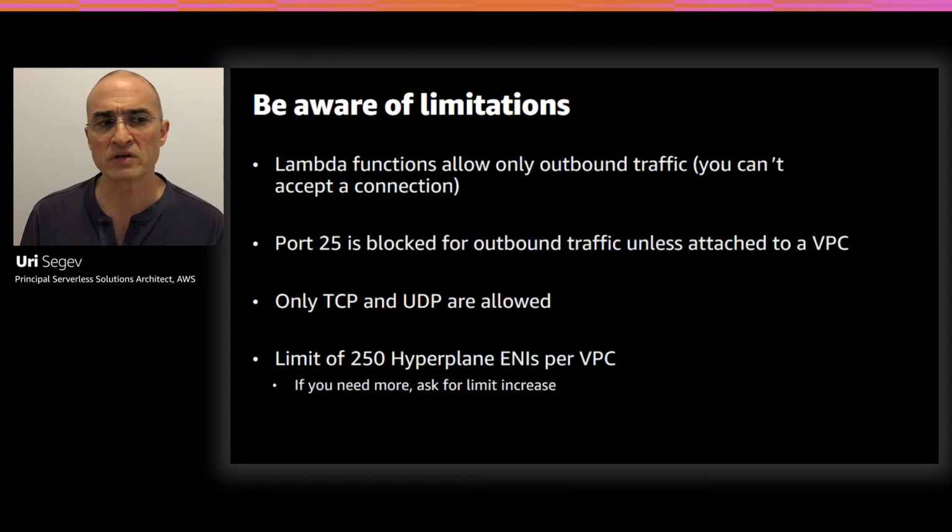And there is a limit of 250 hyperplane ENIs per VPC. Those ENIs are the ones that are used by Lambda, but they're also used by the network load balancer. They're used by NAT gateways, by PrivateLink, by Elastic File System. So be aware that this number can grow without you being aware of that. So you may need to ask for a limit increase for those ENIs.